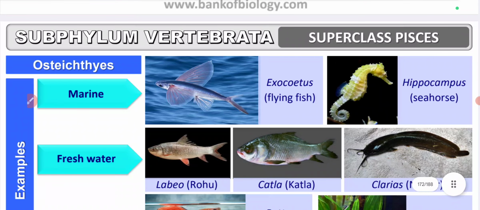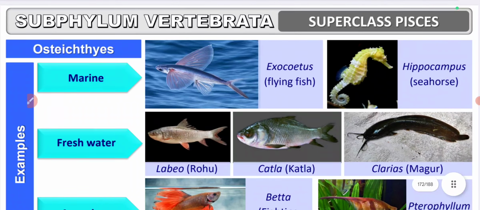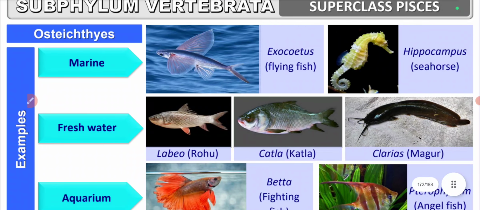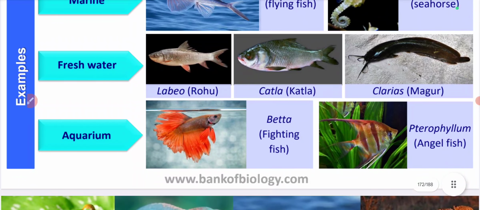Next, Osteichthyes examples: marine are Exocoetus, flying fish, Hippocampus, seahorse. Freshwater are Labeo or rohu, katla, and Clarias or magur. In aquarium, Betta, that is fighting fish, and Pterophyllum, angelfish.